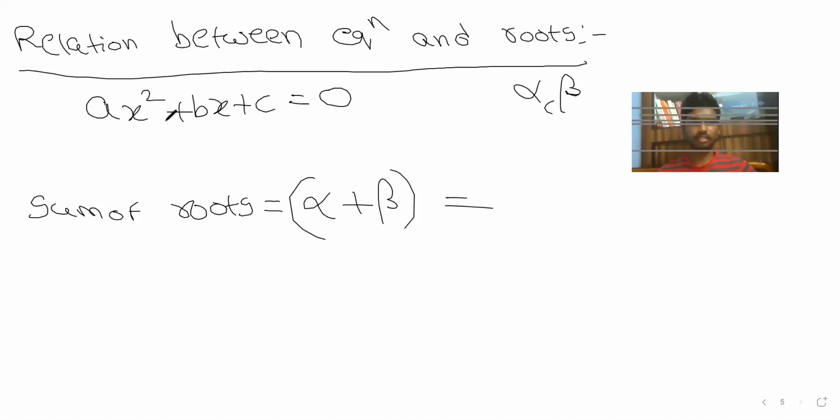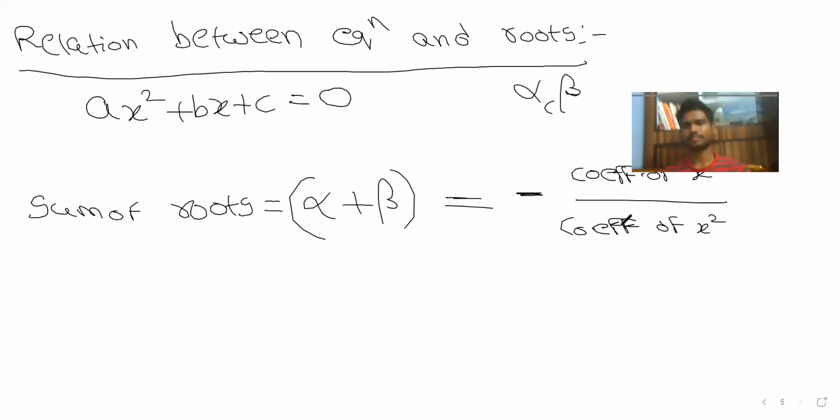So alpha plus beta is minus coefficient of x by coefficient of x square. These are the formulas, then we will derive it, how we got this and all.